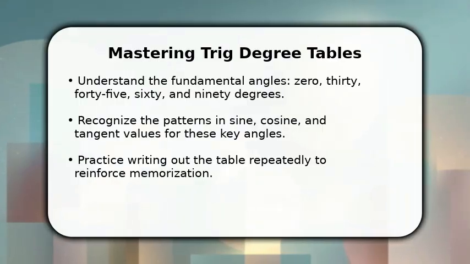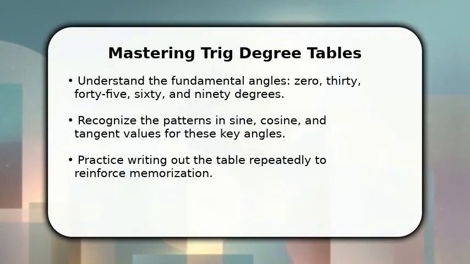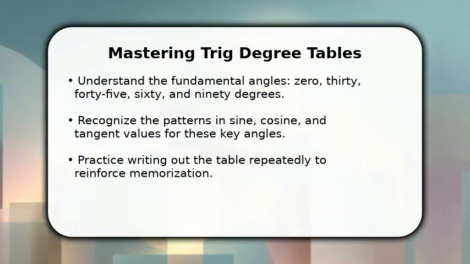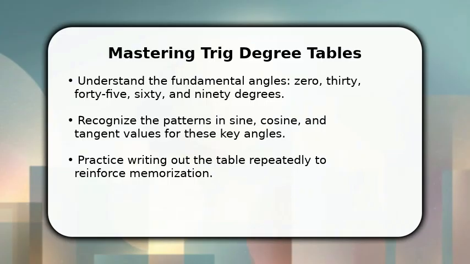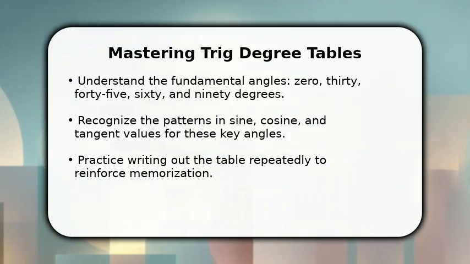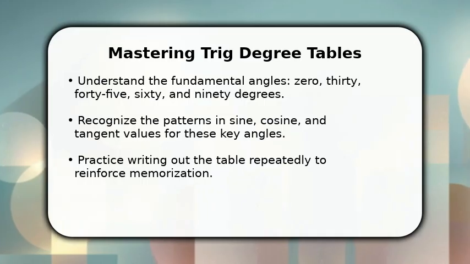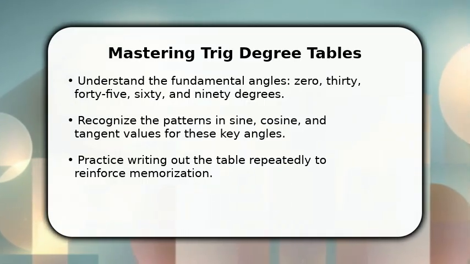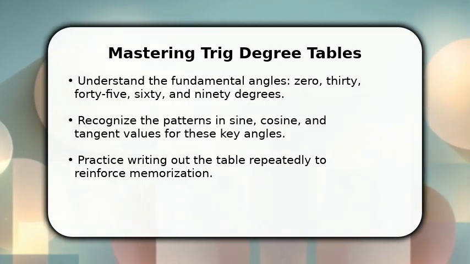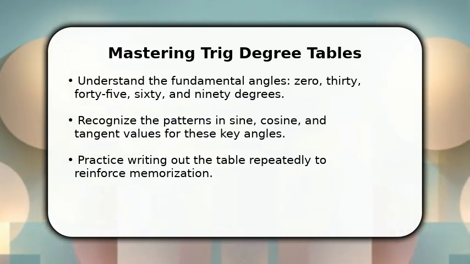In this video, I will explain how to learn trigonometry degree tables. We will start by focusing on the 5 most important angles: 0, 30, 45, 60, and 90 degrees. These foundational values are crucial for understanding the entire unit circle. You will discover simple patterns that make memorization much easier. By the end, you will have effective strategies to confidently recall these essential trigonometric values for various applications.